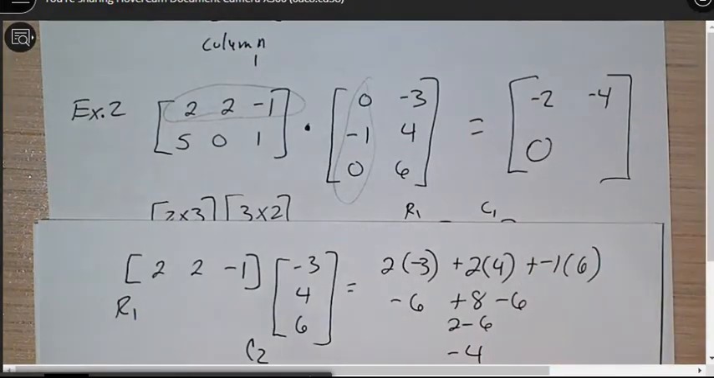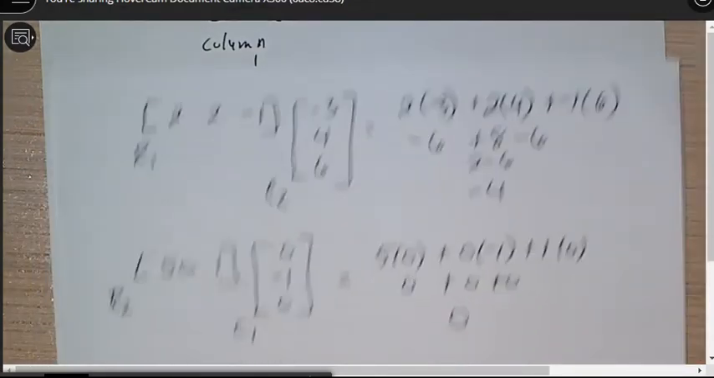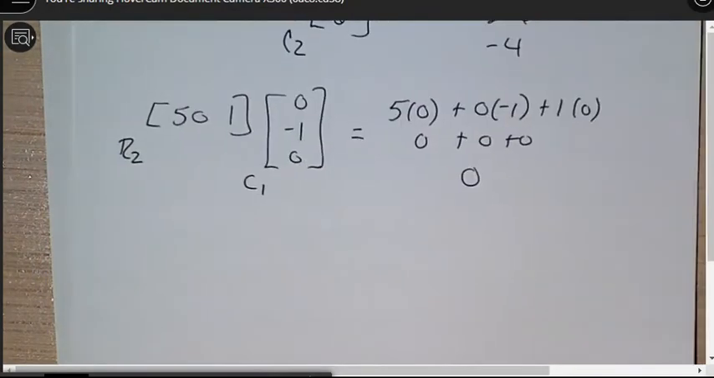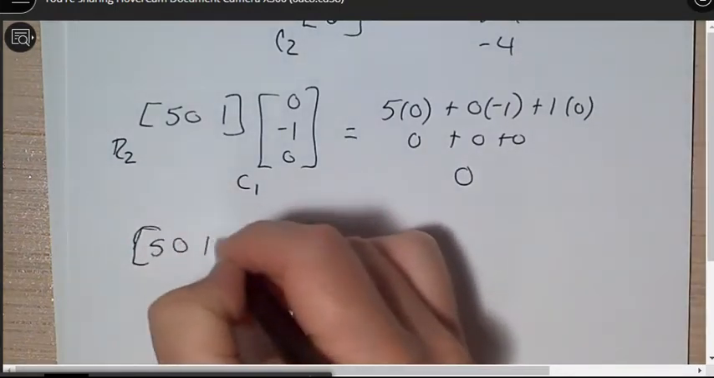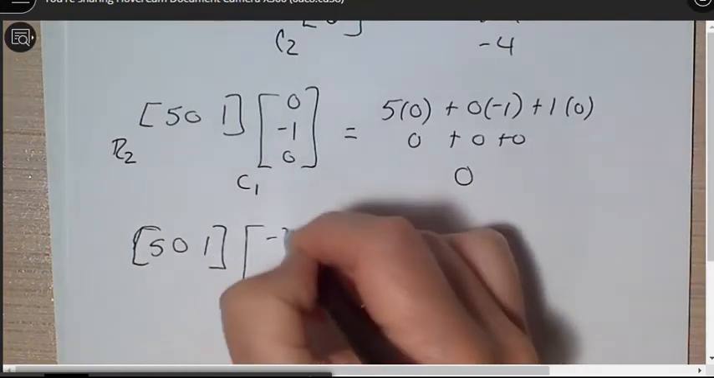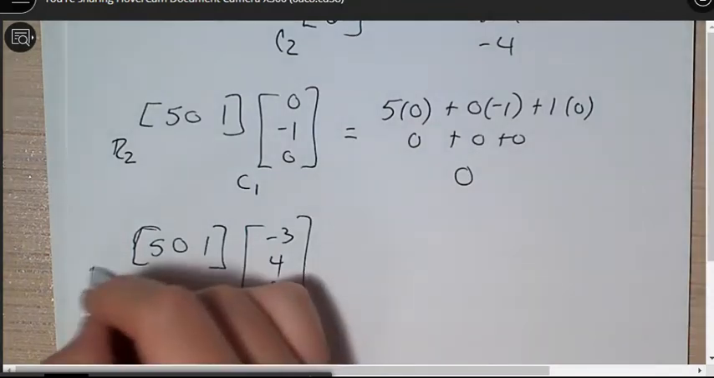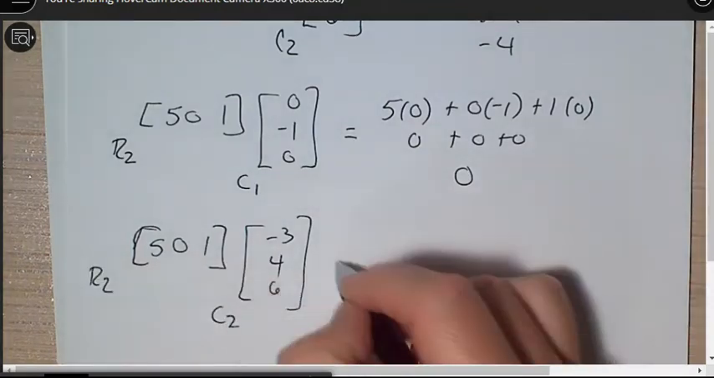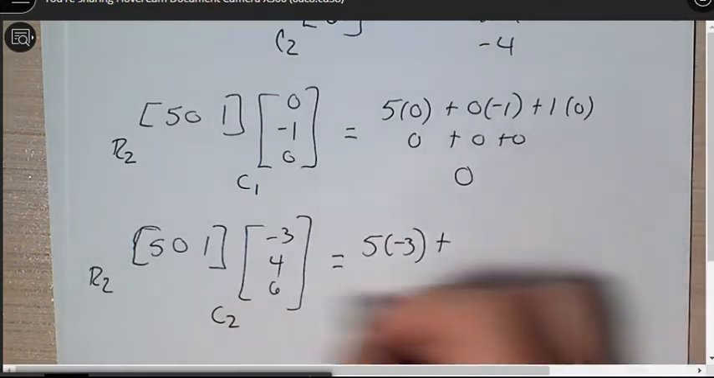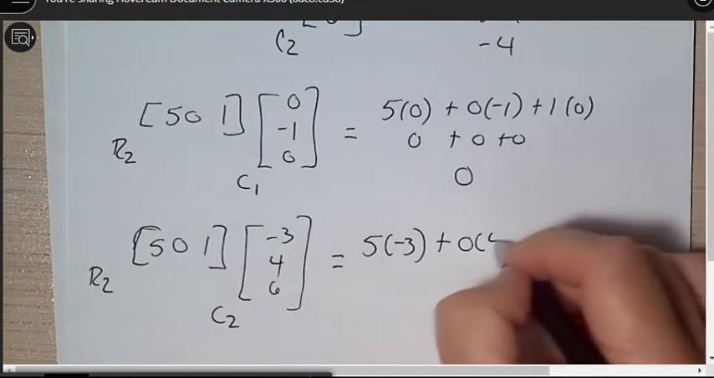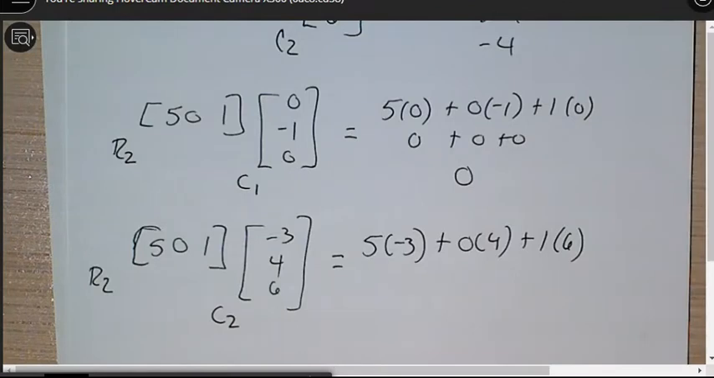And then last thing we'll do: 5, 0, 1 times -3, 4, and 6. That's row 2, column 2. So that's 5 times -3 plus 0 times 4 plus 1 times 6.